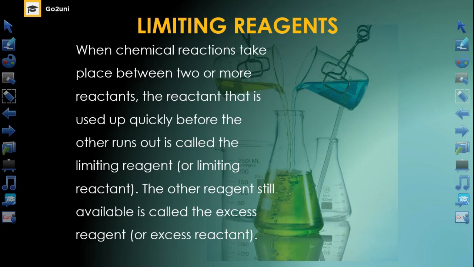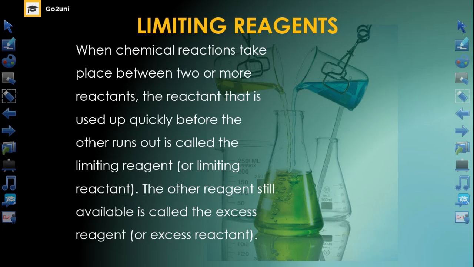That is to say, between two reacting species A and B, if A should run out of reaction quickly before B, it means that A is the limiting reagent. And if B is still much available in the reaction, then it means B is the excess reagent.